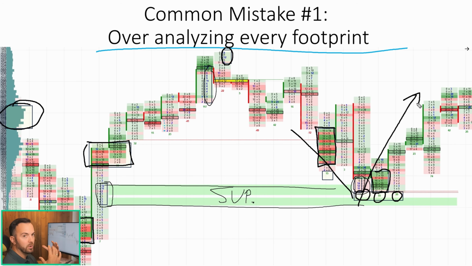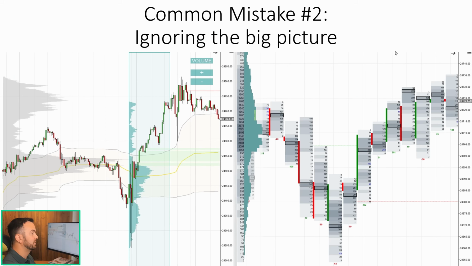So keep an eye on those important things, the big things, not every single number, right? So don't overanalyze the order flow. It's a mistake that so many traders make, but don't do that.